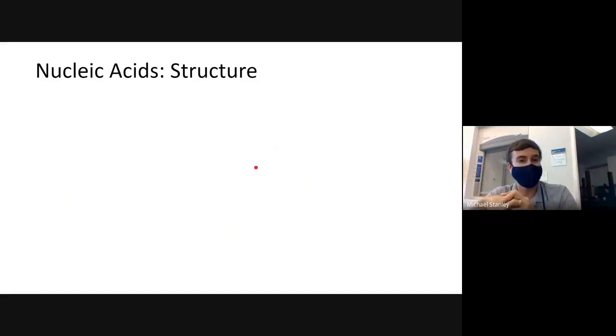So, like I was saying earlier, sure, DNA is this big, long structure that's all twisted around, but there are actually different pieces that go into building a single unit of DNA.